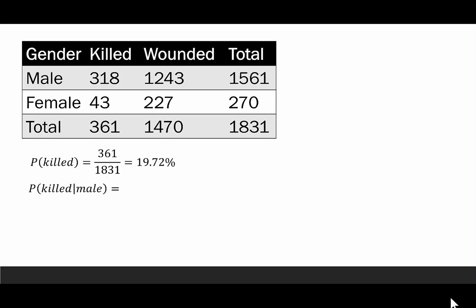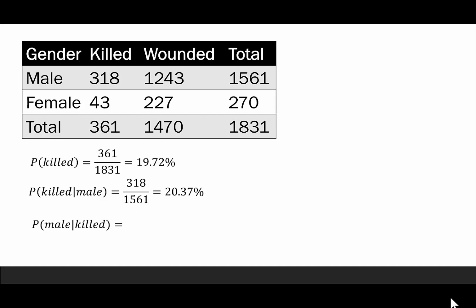Now if we look at the probability someone is killed given they're a male, we want to look at the number of males that were killed, which is 318. Now we're going to divide by the total number of males, which is 1,561. This, as our probability, is 20.37%. Let's reverse that and find the probability someone is male given they were killed.